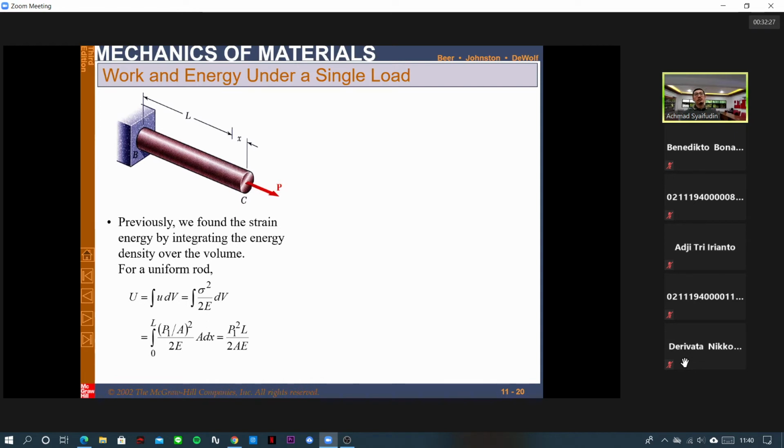Yeah, another advantage of strain energy is that we can use it by combining with the work formulation. We call this work and energy under a single load.